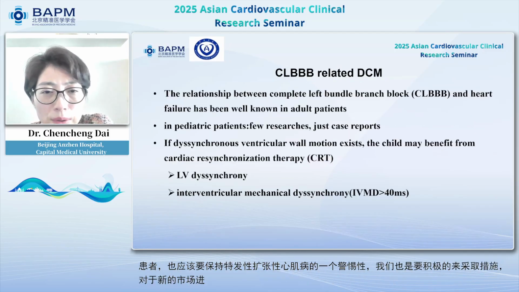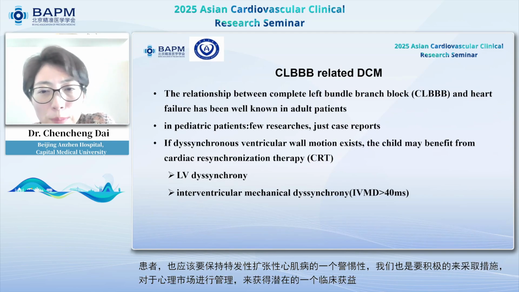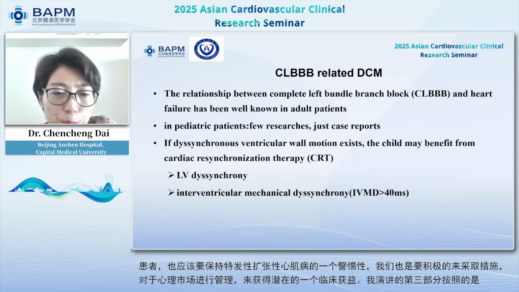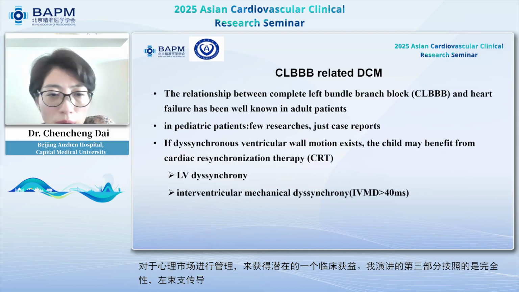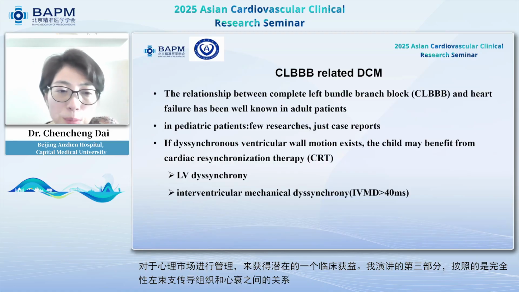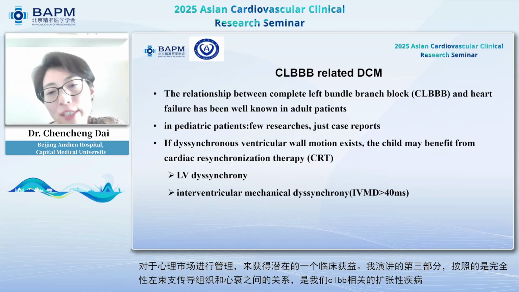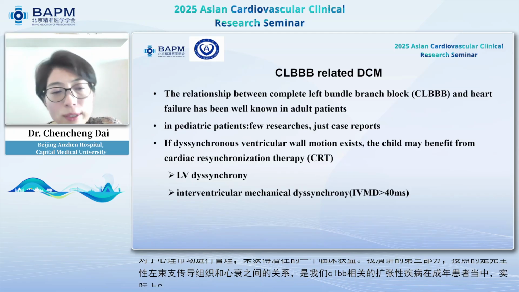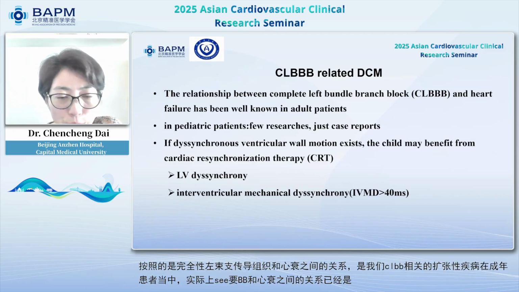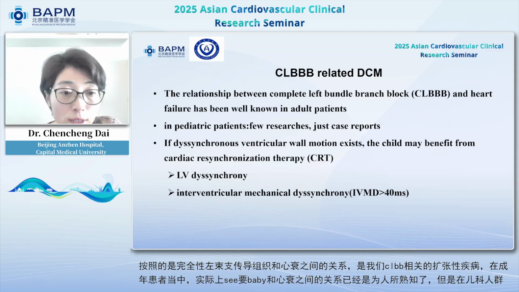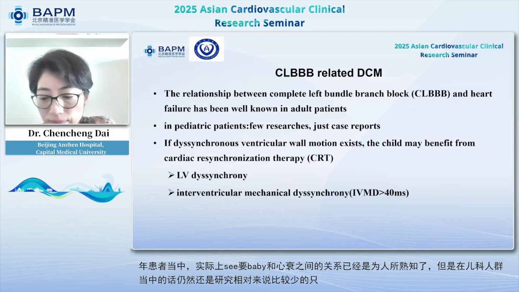And the third part of my presentation is complete left bundle branch block and dilated cardiomyopathy. The relationship between these two has been well known in adult patients. However, in pediatric patients, there is little research, just case reports. We think if this dyssynchronous ventricular wall motion exists, the child may benefit from cardiac resynchronization therapy.